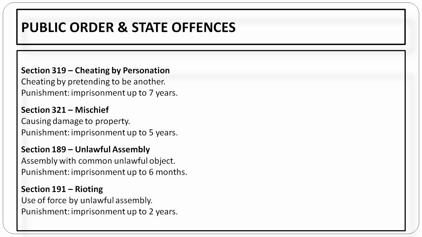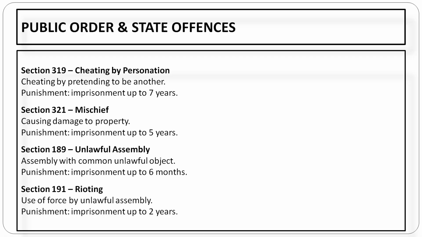The next one is section 321, mischief. It applies when a person causes damage to property intentionally. The damage may be movable or immovable property. The intention to cause loss or harm is important here. Even partial damage can attract this section. The punishment can be imprisonment up to 5 years.